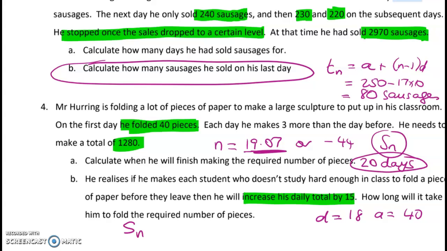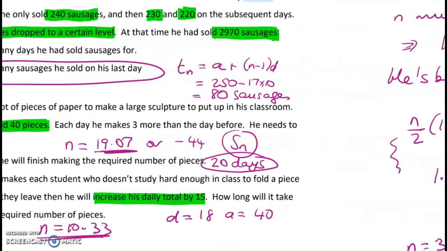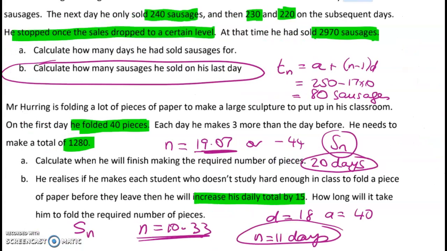How many days will it take us? We end up with n is equal to 10.33. So that's not going to be enough. On the 10th day, he will be short. So we need to have 11 days. Right, 11 days once that's happened.